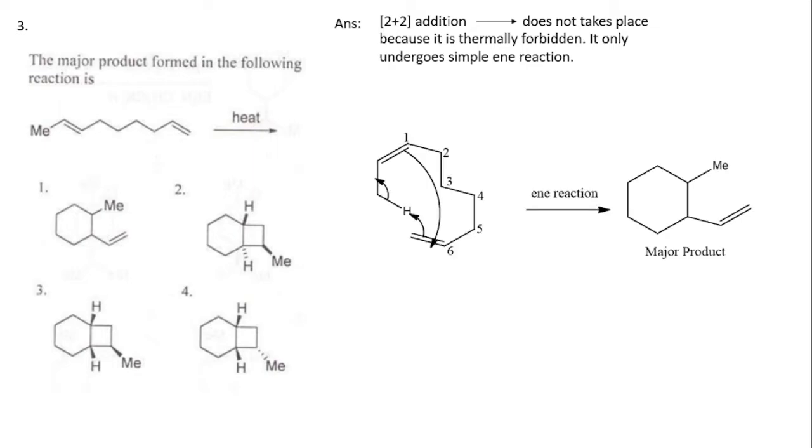Let's see. If we rearrange this substrate into this, here you see this double bond will abstract this proton, and this bond will come here to form a double bond, and this double bond cleaves to form the sigma bond. So a six-membered ring will be formed, with methyl substitution and CH double bond CH2 as the major product. So option 1 is the correct option.